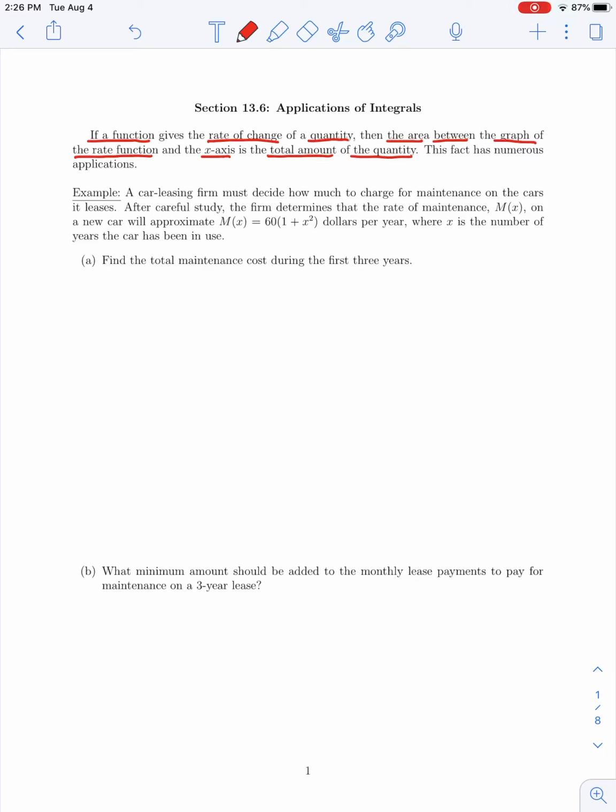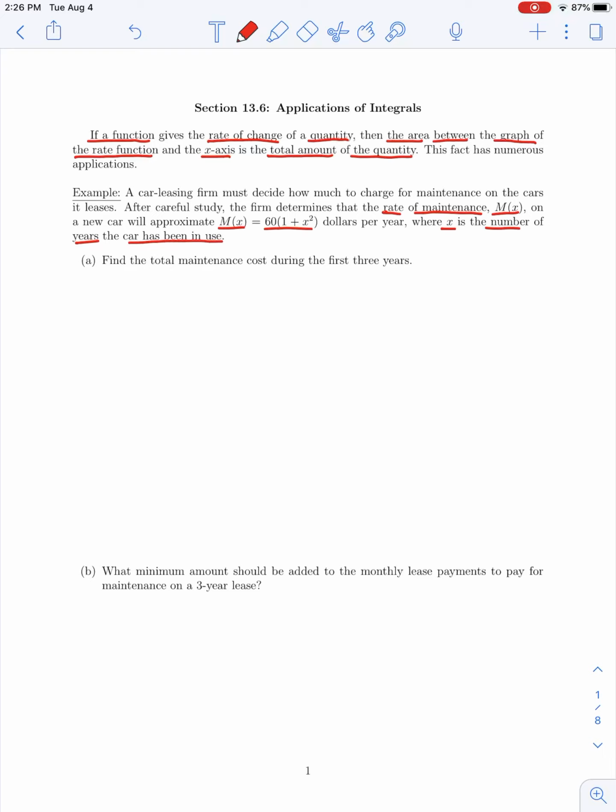So let's start with the following example. We have a car leasing firm which must decide how much to charge for maintenance on the cars it leases. After some study, the firm determines that the rate of maintenance, which is given by m of x, the derivative of maintenance, on a new car will approximate the function m of x, which is 60 times 1 plus x squared dollars per year, where x is the number of years the car has been in use.